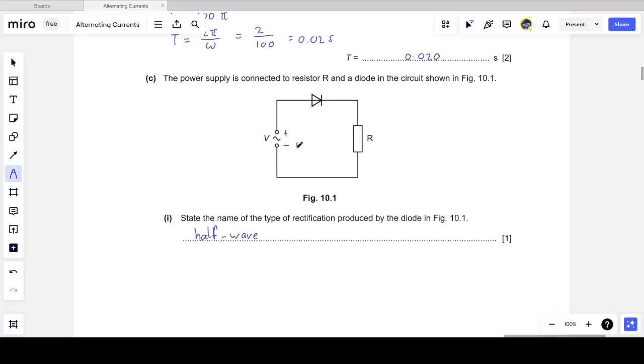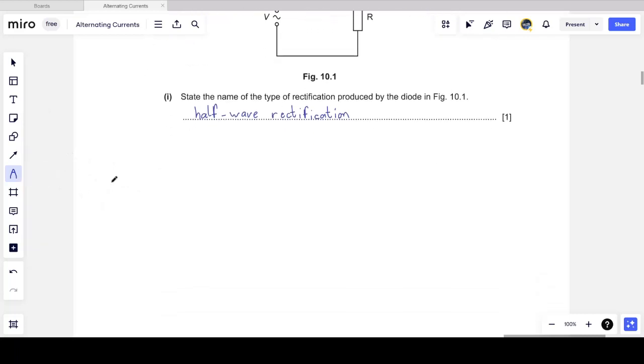But in the next half cycle, when the terminals swap polarities, then the current cannot flow through the diode and nothing happens. So this type of rectification is called half-wave rectification, which you should be mastering right about now, if you're not already. Remember, we have half-wave and full-wave, and this is a single diode, so it's a half-wave rectifier.